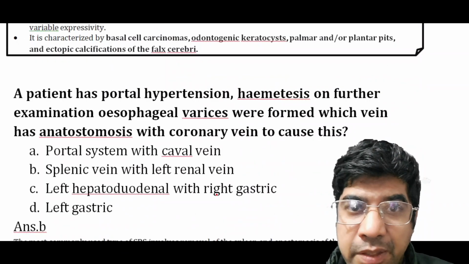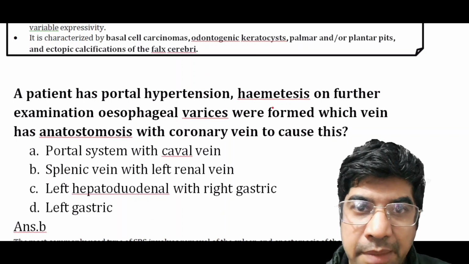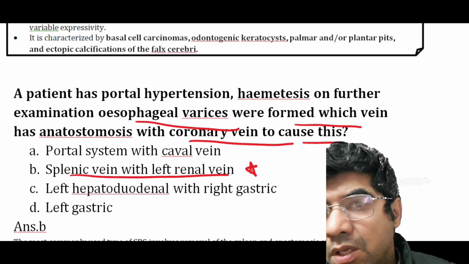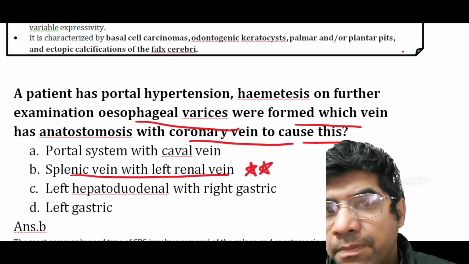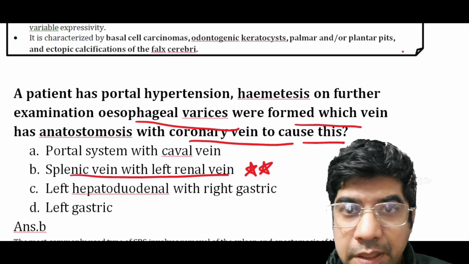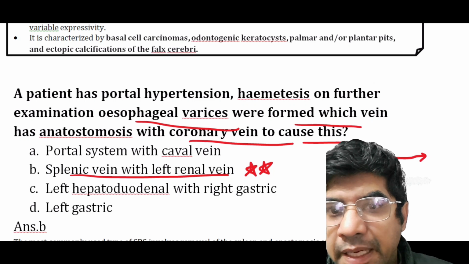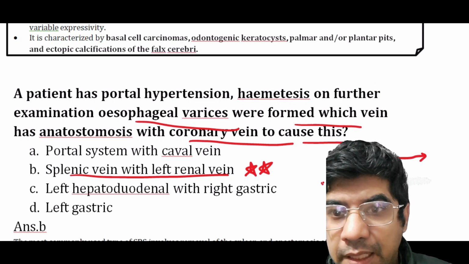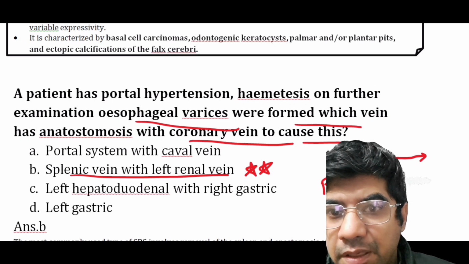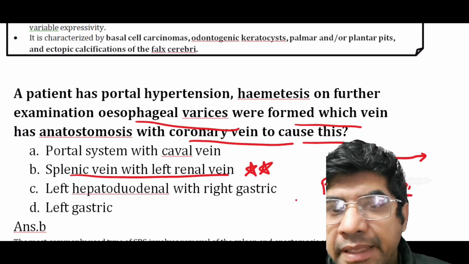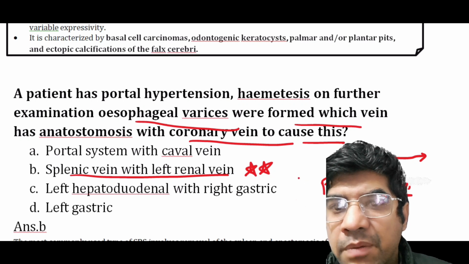Coming to the next question, a patient who has portal hypertension and hematemesis, on further examination you will see esophageal varices were formed. Which vein has anastomosis with the coronary vein to cause this? The answer is the splenic vein with the left renal vein. So imagine the blood in your body is like cars moving on a highway. In your liver there is a big intersection known as the portal system, where the blood from your digestive tract, like the stomach and intestine, meets the blood from the spleen.